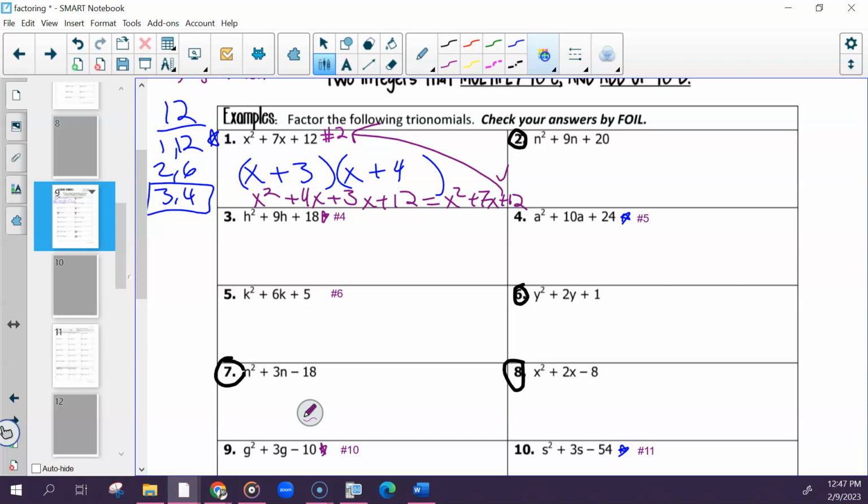Alright, let's do another one. For number 2, what are your factors of 20? 1 and 20, 2 and 10, 4 and 5. Of those, if you added them together, which ones would give you 9? 4 and 5. So then how would we write those 2 factors? N plus 4 and n plus 5, order doesn't matter. Correct. Questions on that one?